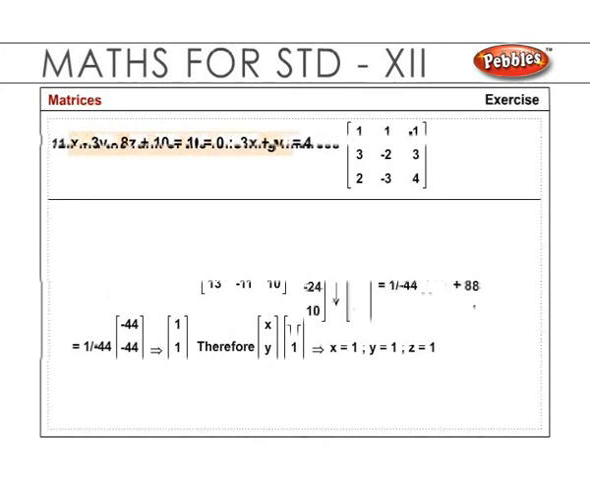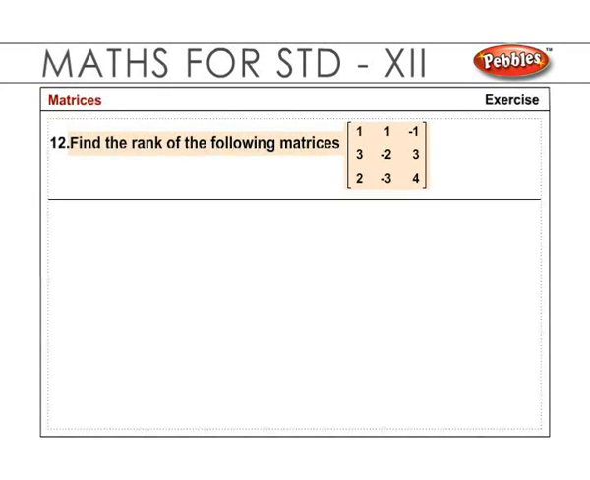Find the rank of the following matrices. 1, 1, minus 1, 3, minus 2, 3, 2, minus 3, 4.